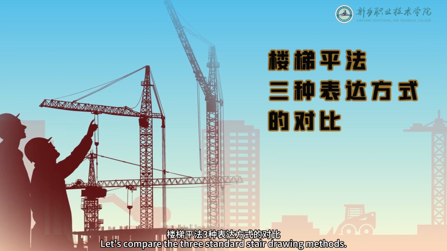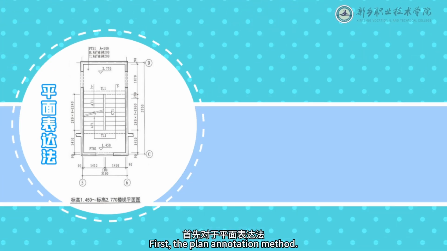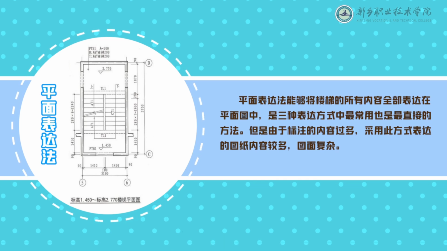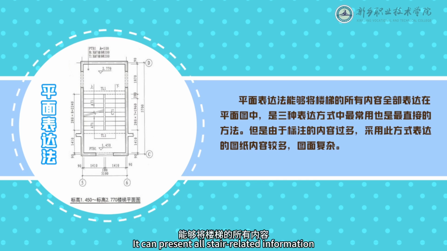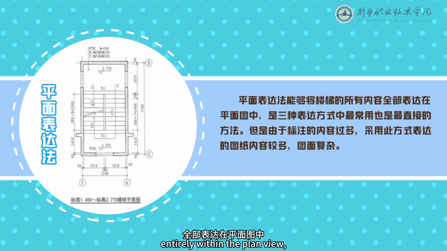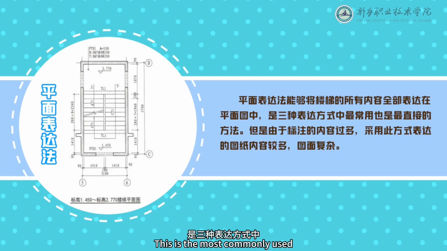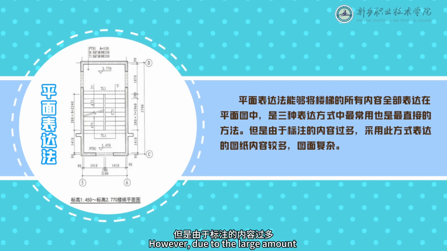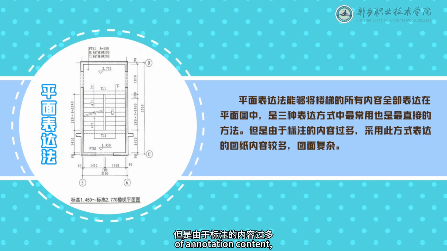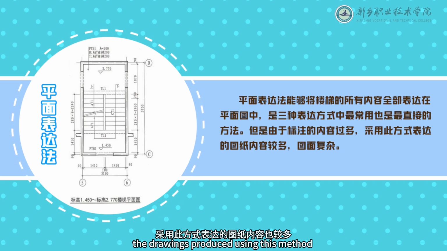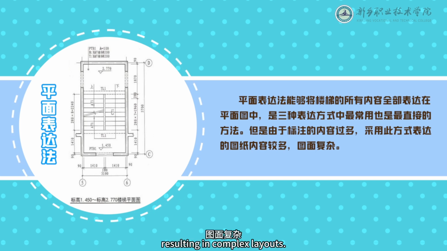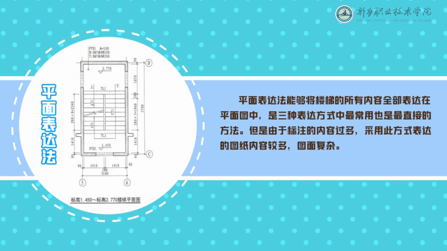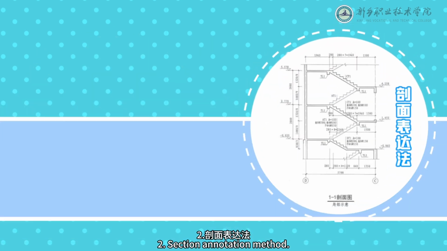Let's compare the 3 standard stair drawing methods. First, the plan annotation method. It can present all stair-related information entirely within the plan view. This is the most commonly used and most straightforward method among the 3. However, due to the large amount of annotation content, the drawings produced using this method tend to be overloaded, resulting in complex layouts. 2. Section annotation method.